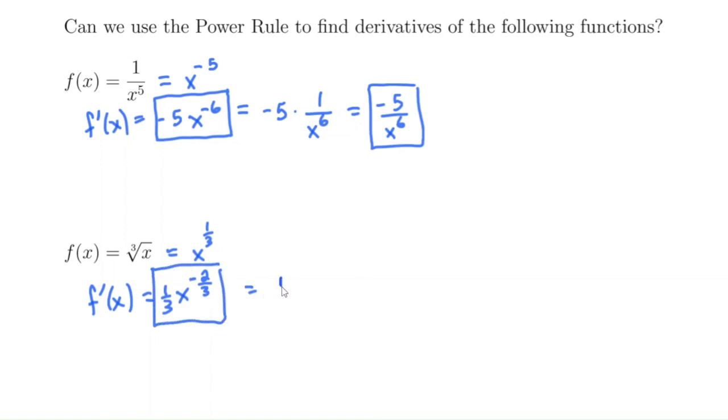You could rewrite it as 1/3 times 1 over x to the positive 2/3, and just rewrite this as 1 over 3x to the 2/3. Okay, and that would be totally fine. In fact, x to the 2/3, you could write it in a couple different ways. You could write x to the 2/3 as x squared, and then take the cube root of x squared. Okay, but let's just leave our answer like this right here, 1/3 x to the negative 2/3 power.